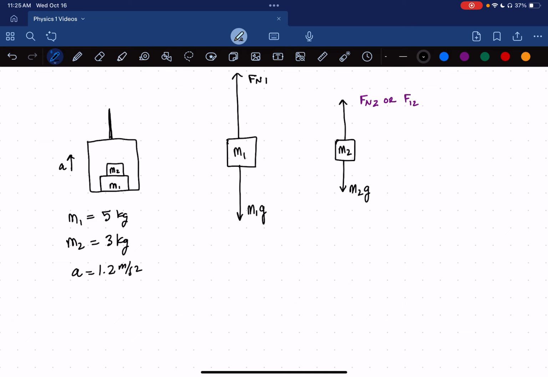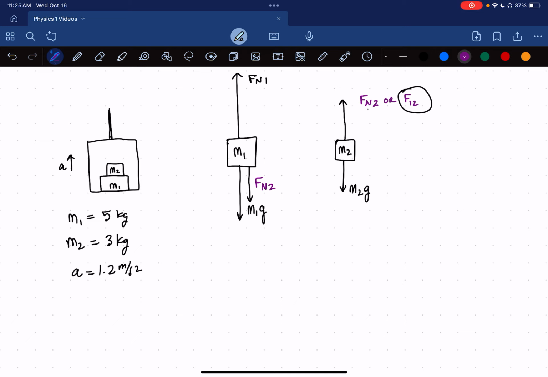Okay. But that's not all. There's actually another force we need to account for here on mass 1. So let's think about this. Mass 1 has a gravitational force. The elevator is pushing it back up, but M2 is putting a downward force on mass 1. And we actually already know what that force is. So this force here is the force that 1 puts on 2, which should be equal but opposite of a force on mass 1. And so you can call this one of two things.